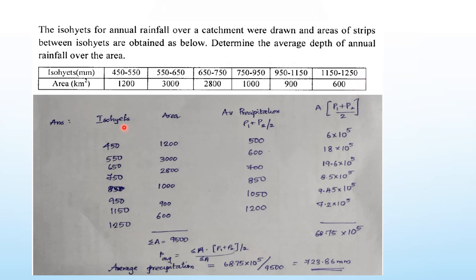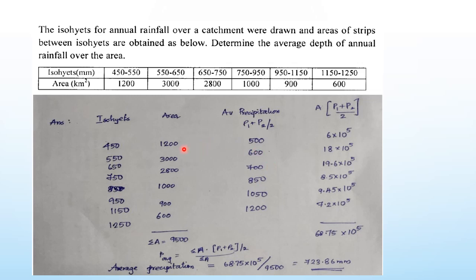So here first we have to make columns like isohyet range 450, 550. Between these two rows we have to write the area falling between these two heights, that is 1200. Then find the average of the precipitation: 450 plus 550 divided by 2 will be 500. 650 to 750 divided by 2 will be 600. 750 to 950 will be 850. Like that you have to find the average of the precipitation.